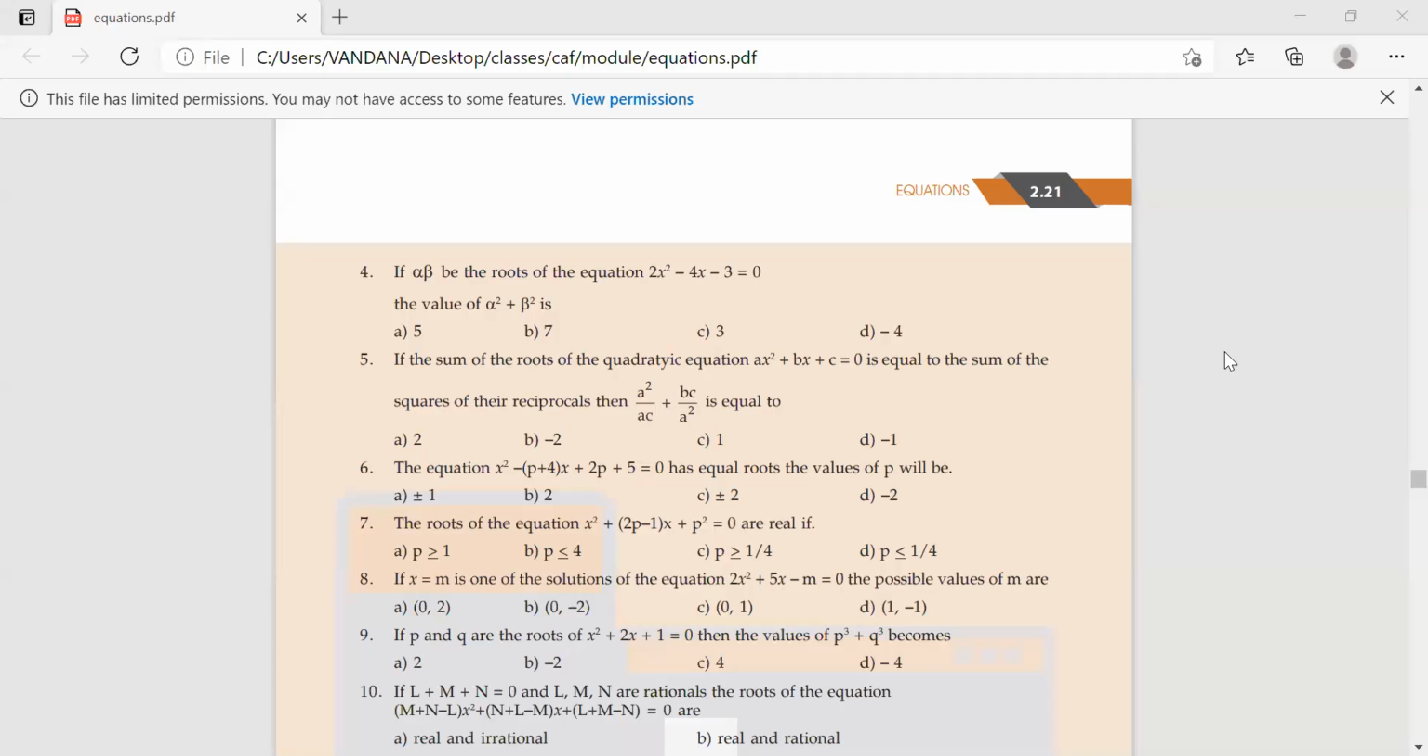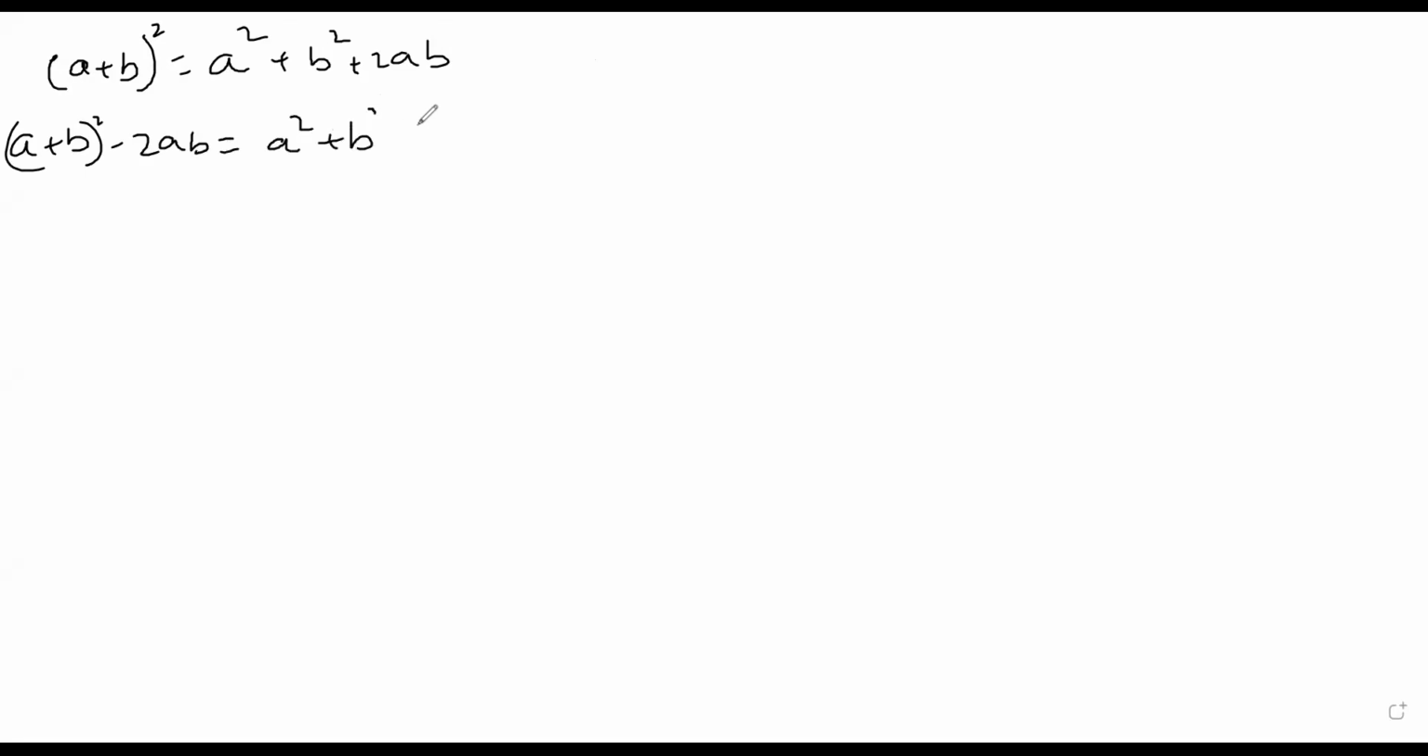Now question number 4. If alpha and beta are the roots of the equation, you have to find the value of alpha square plus beta square. Now here we will use this formula. We know that (a plus b) whole bracket square is equal to a square plus b square plus 2ab. So (a plus b) whole square minus 2ab is equal to a square plus b square. We will use the same formula here.